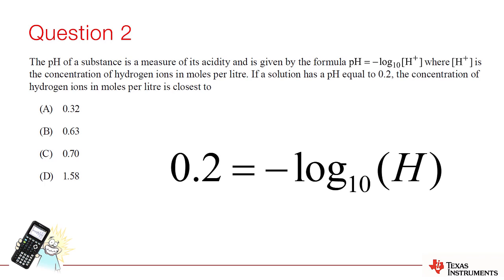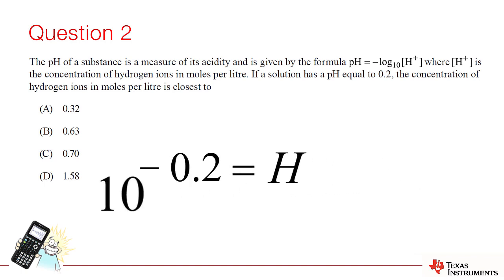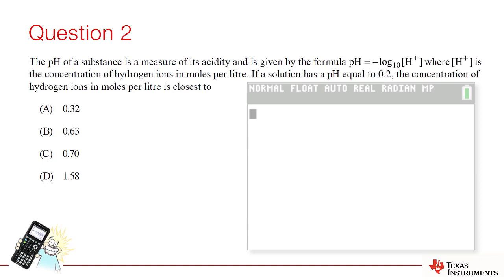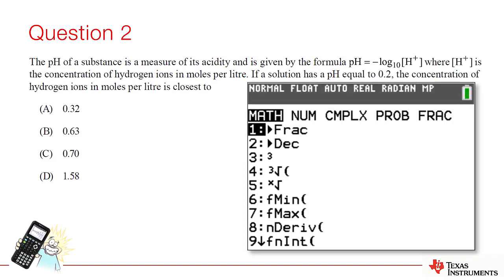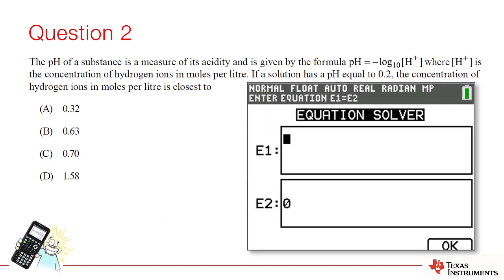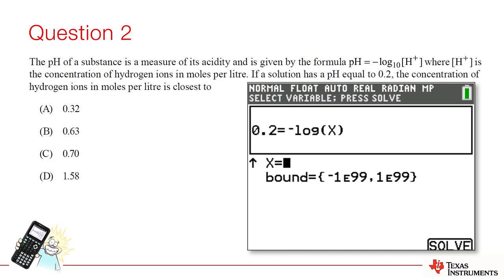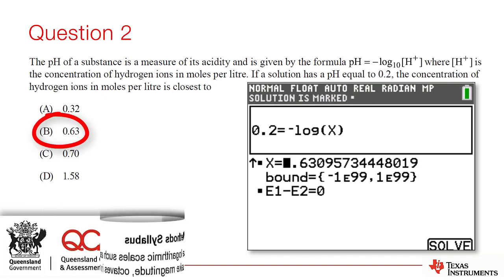In this case, it's quicker to transpose the equation by hand and just evaluate 10 to the power of negative 0.2. If you're not confident in transposing or using this approach, you can just use the solve command. So the answer is option B.